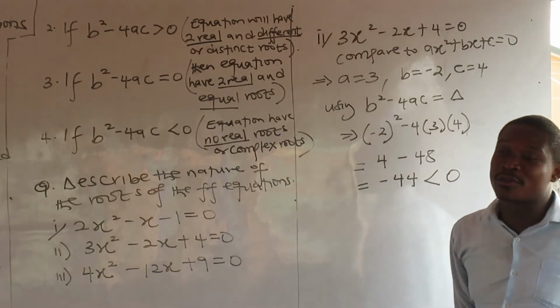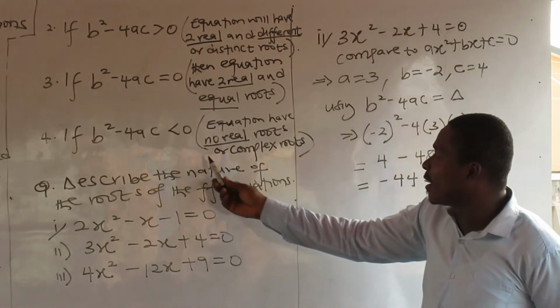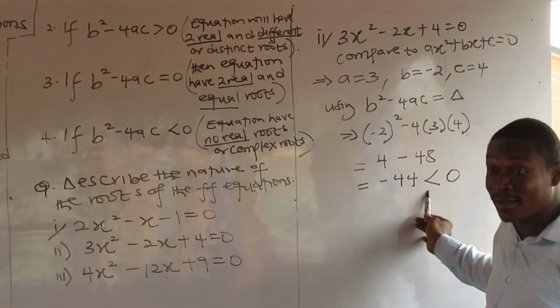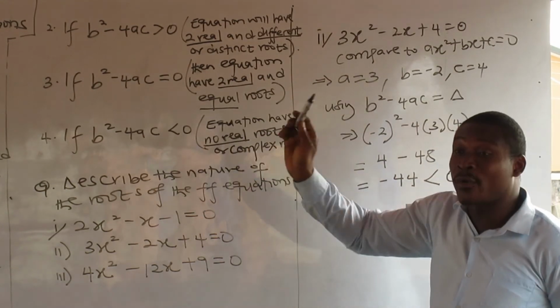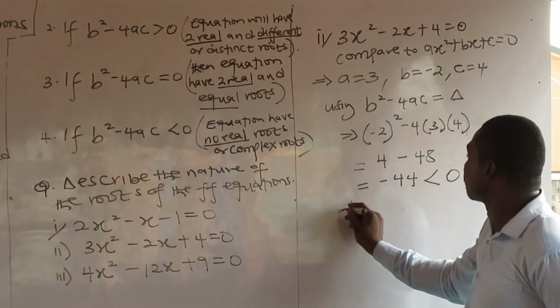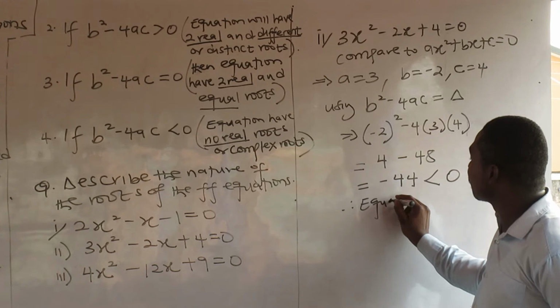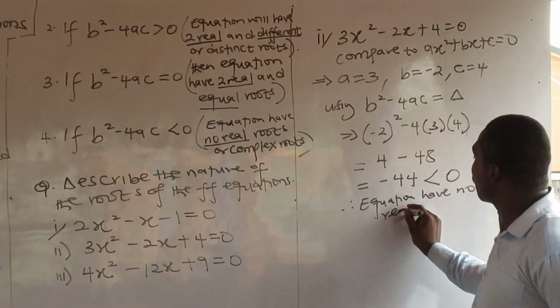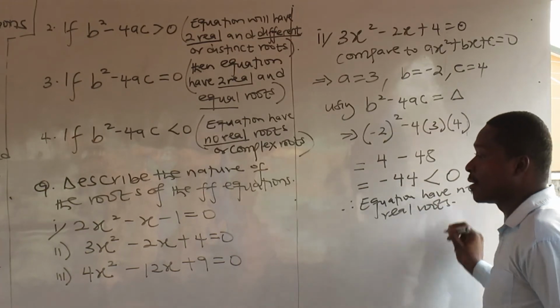Then you go back to your notes. There's somewhere here that the discriminant happens to be less than 0, as I'm seeing here, right? So the equation has no real roots, or what you call complex roots, right? Good. Therefore, the equation has no real roots, right?